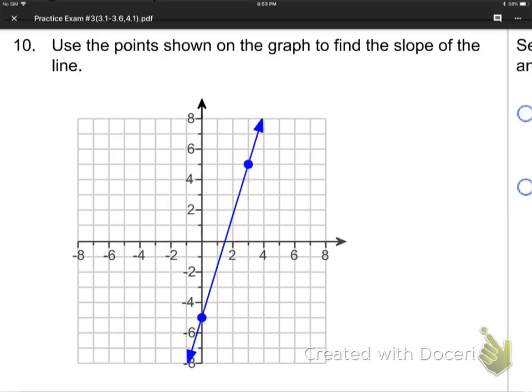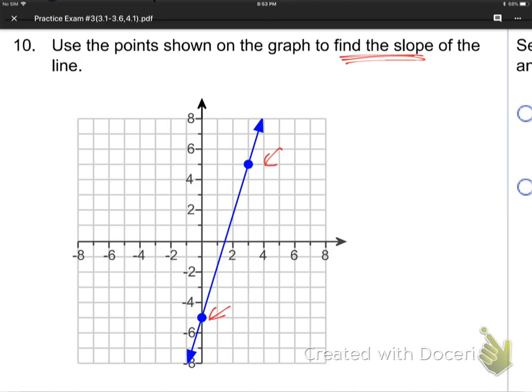All right, so same kind of thing. It wants you to find the slope. Find the slope. All right. So how do we do this thing? What do we do? Slope is, anybody got an idea? Rise over run. Slope's rise over run, right? So rise over run, you just go from one dot to the other dot.